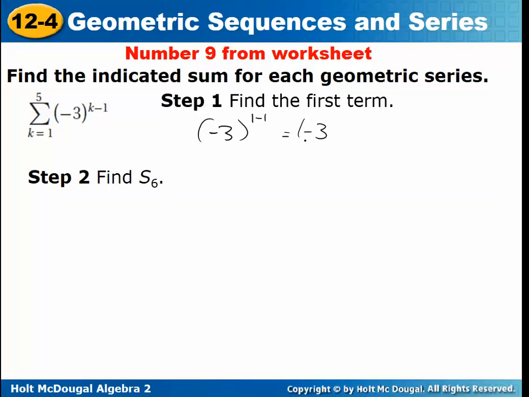So we have -3 to the 0, and anything to the 0 power is 1. So a sub 1 is equal to 1. Our ratio is -3. So we're ready to use the formula. Oh, and we'll use n equals 6.